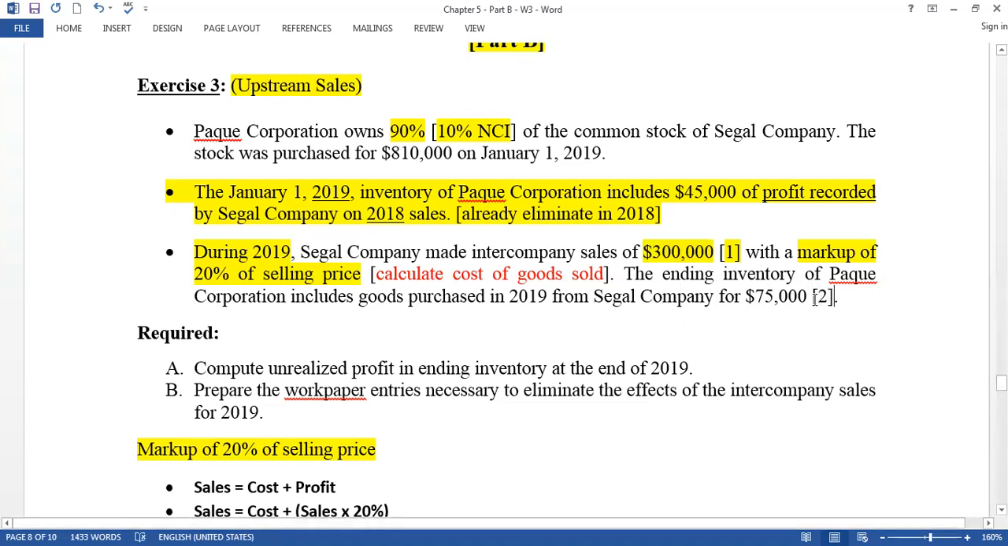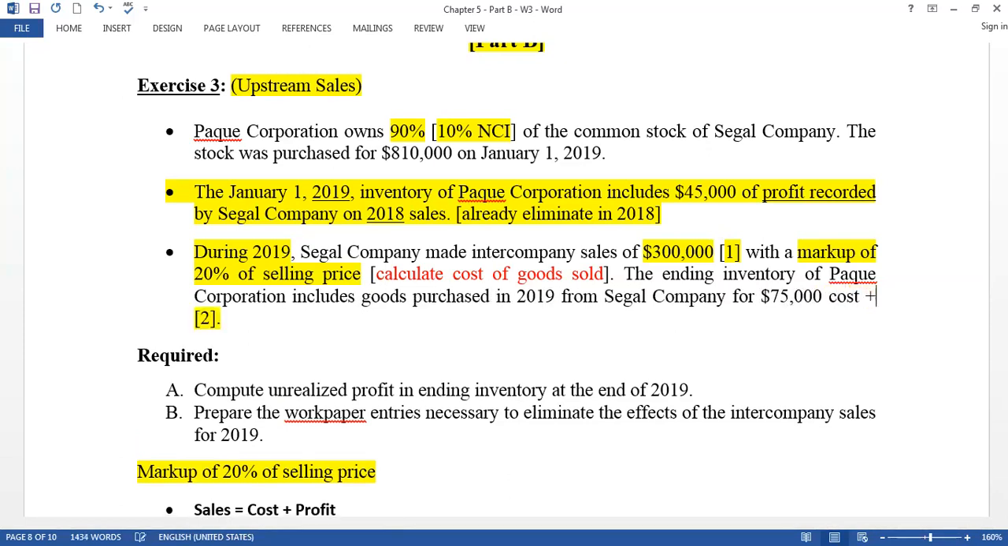Why is this our second journal? Because this is the ending inventory, right? And this ending inventory includes cost plus profit. That means we have some unrealized profit. According to this question, this is our second journal, so we have to eliminate intercompany sales. We have to eliminate unrealized profit that you need to calculate first.